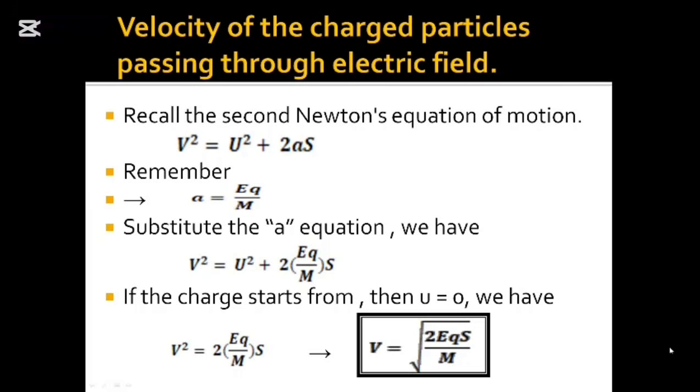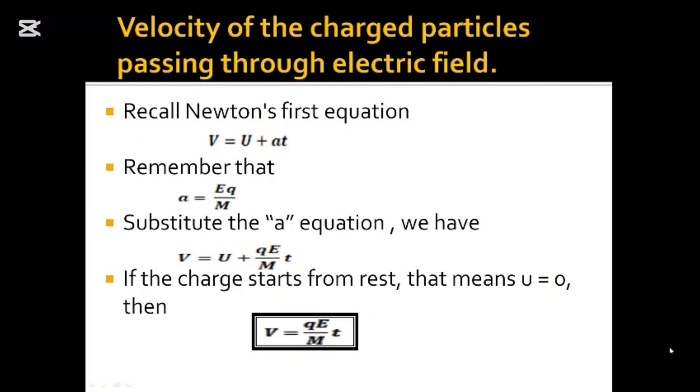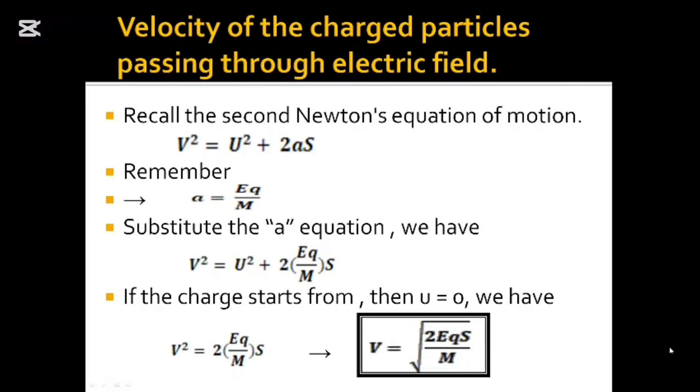Remember, the first equation is A equal to EQ over M. The second equation is V equal to QE over M times T. The third equation is V equal to square root of 2EQS over M. Try and learn these things. Try and learn them because your examination must ask. And even if not examination, you need to enjoy the physics. Stop cramming physics, learn it. And when you know these things, you will play around with them. It will make you happy. You become a king in what you do.